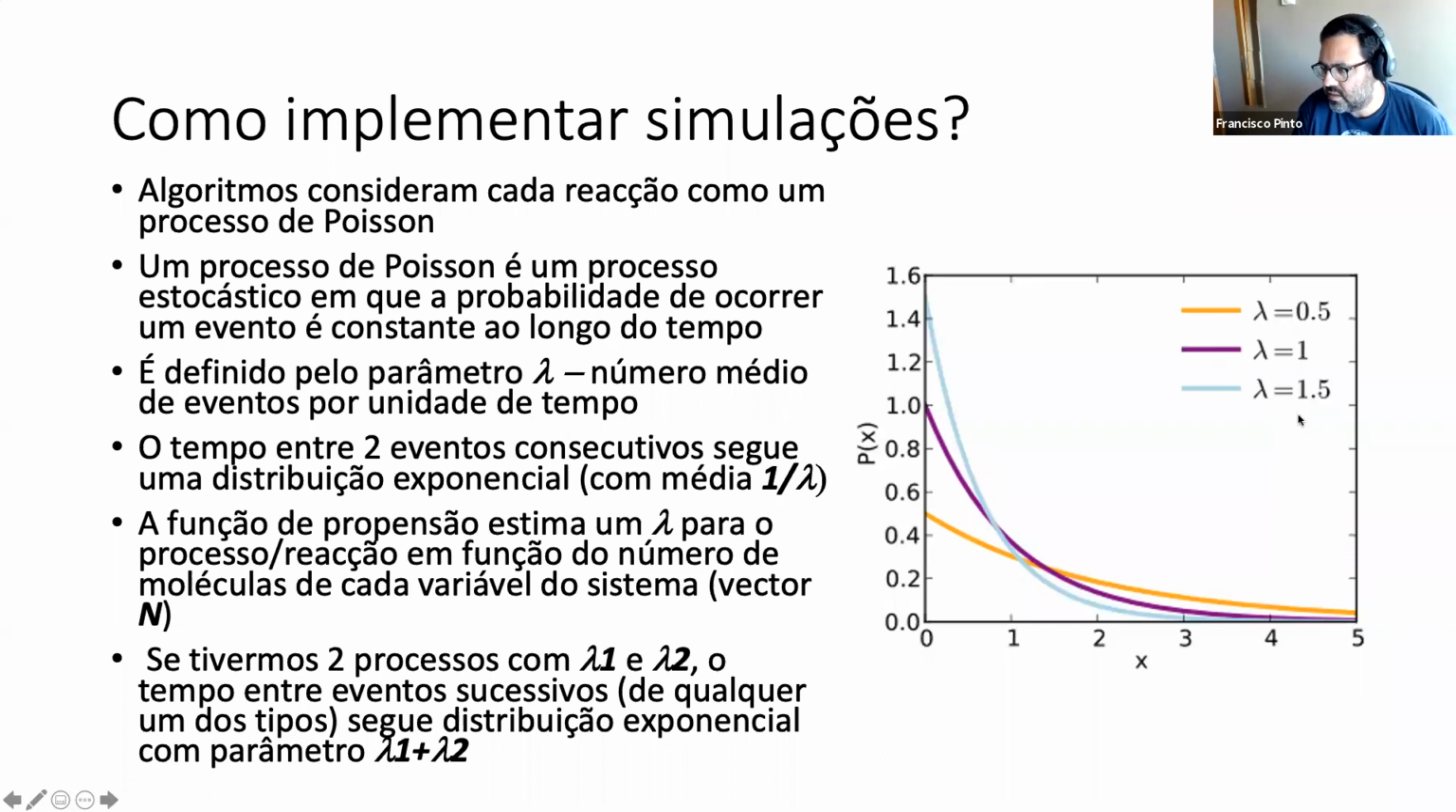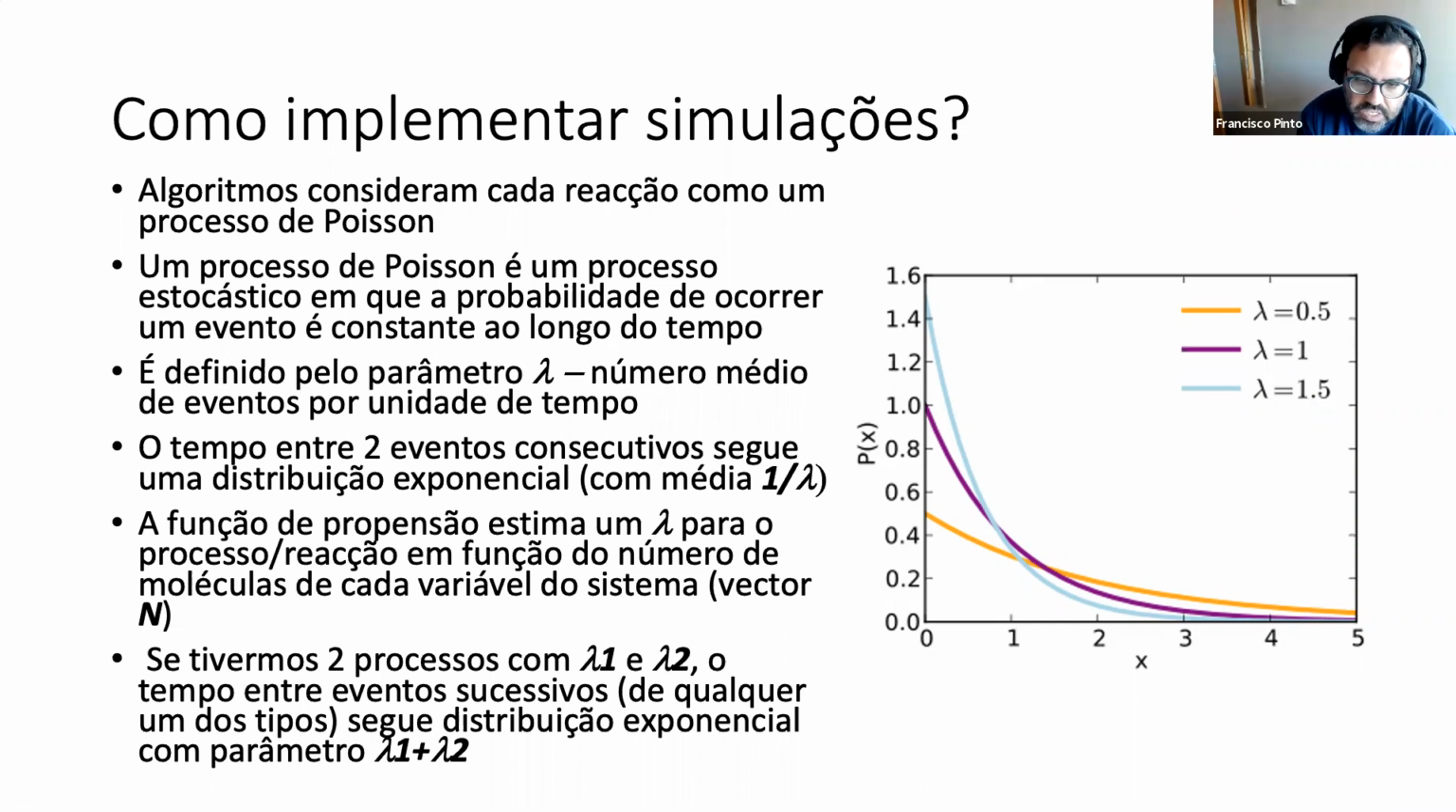If you increase the lambda, so you get a higher number of events per time unit, then on average the times between two consecutive events will be lower. So we will have a higher probability of times close to 0, and that distribution decays exponentially. On the other hand, if you have a lower average number of events per unit time, then you tend to have longer times between two consecutive events. And since you have this distribution, you can generate random times between two consecutive events.